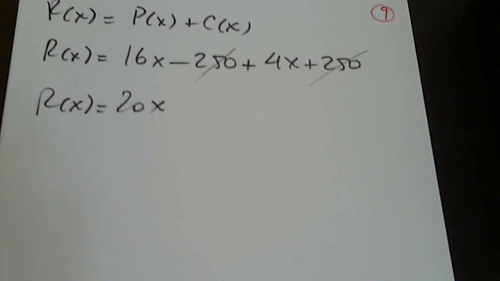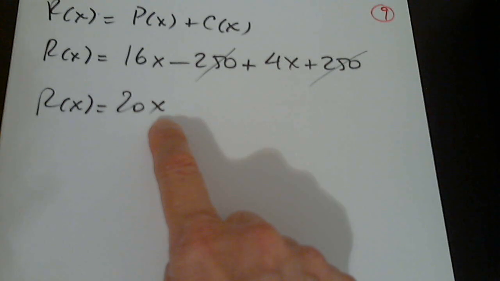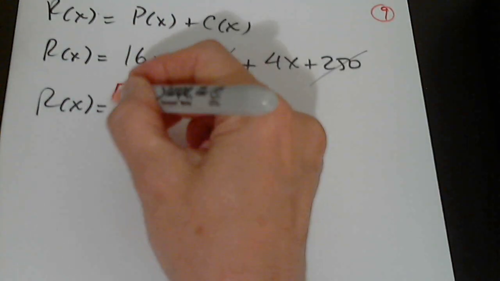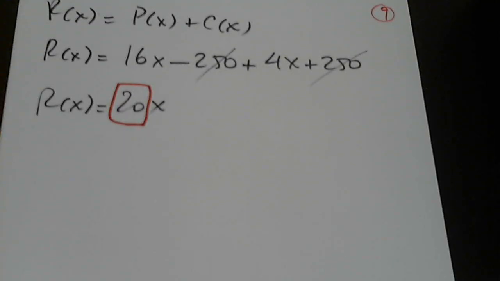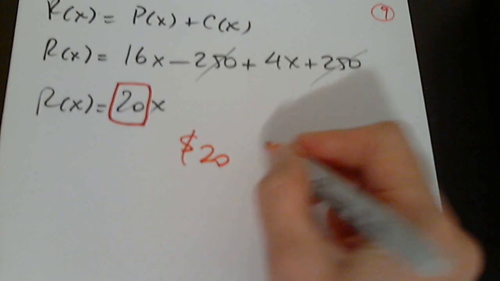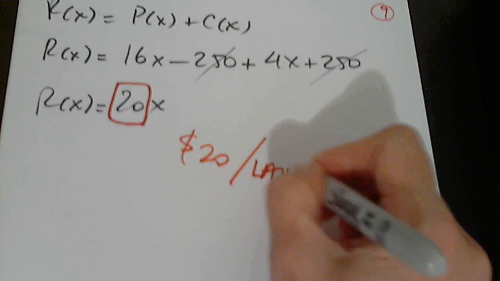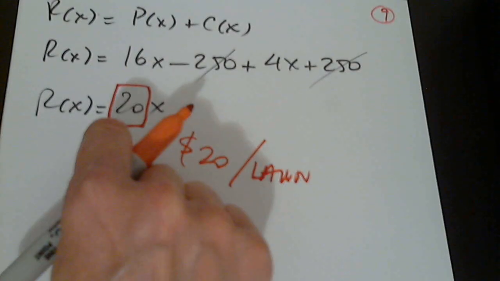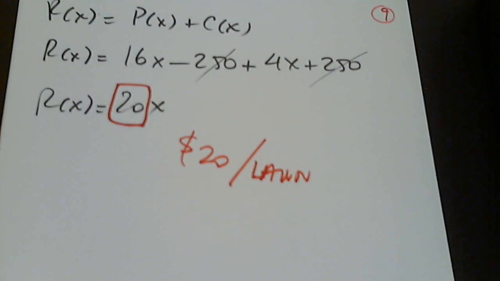Can anyone identify? So this is the number of lawns that he's mowing. Can anyone identify for us how much he charges per lawn? 20. Yes. So he wants $20 per lawn. Exactly. Because the revenue function is the number of lawns times the price per lawn. And final question.